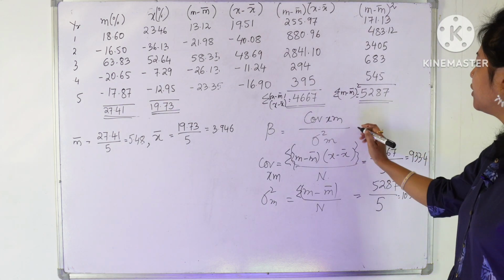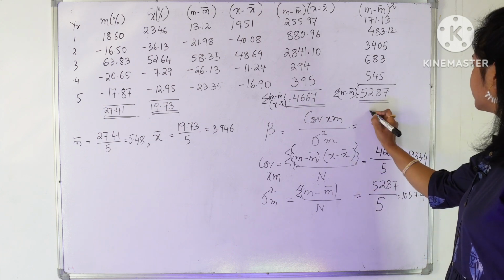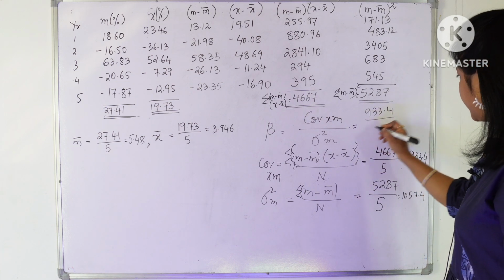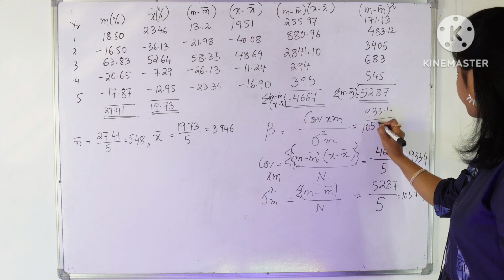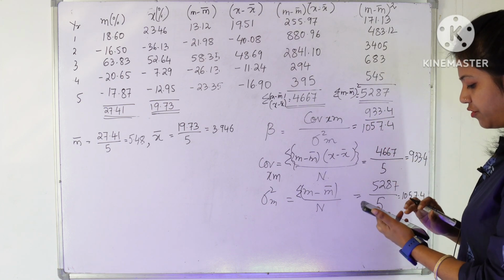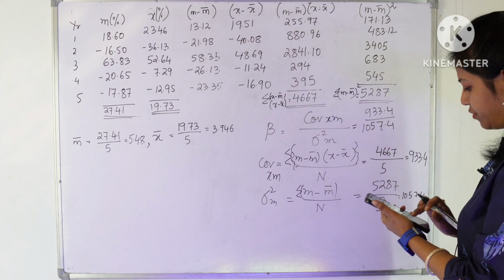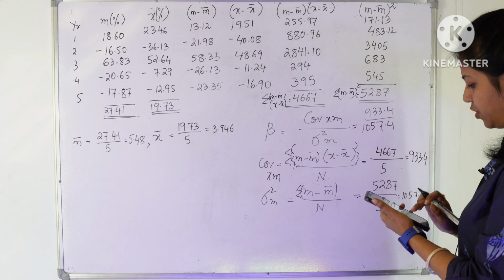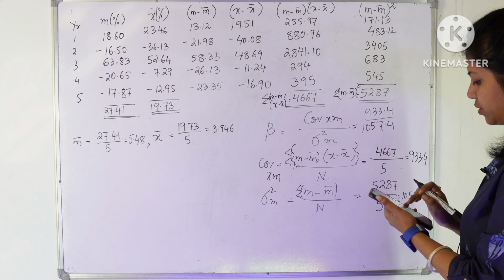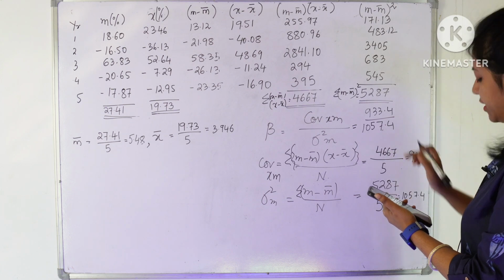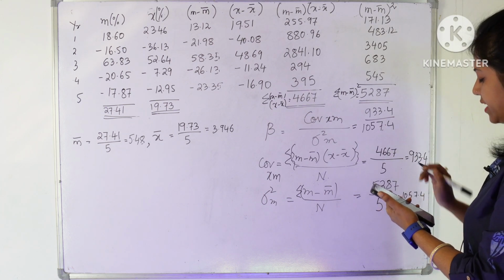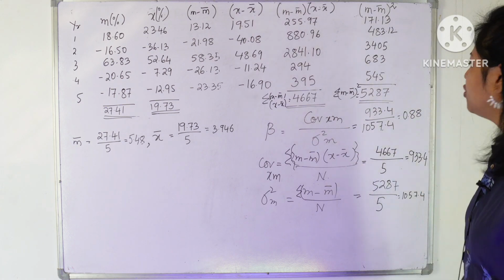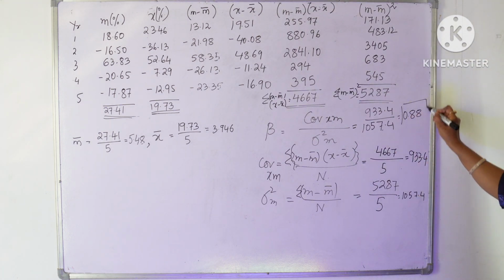Now we will put it in the formula of beta. So it is 933.4 divided by 1057.4. If I calculate 933.4 divided by 1057.4, I get, just 1 minute, 0.88. So the value of beta derived is 0.88.